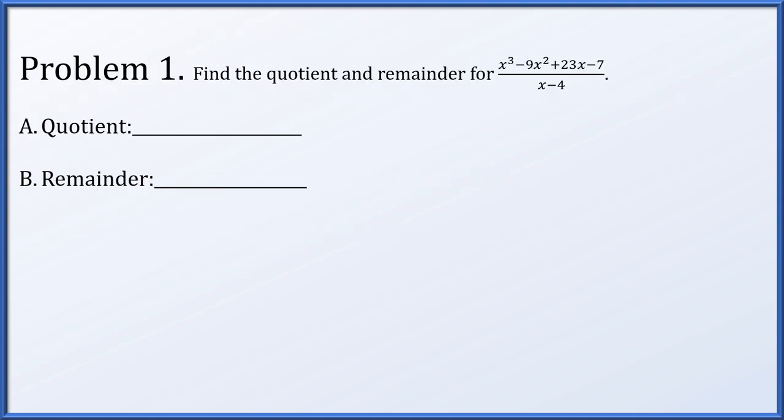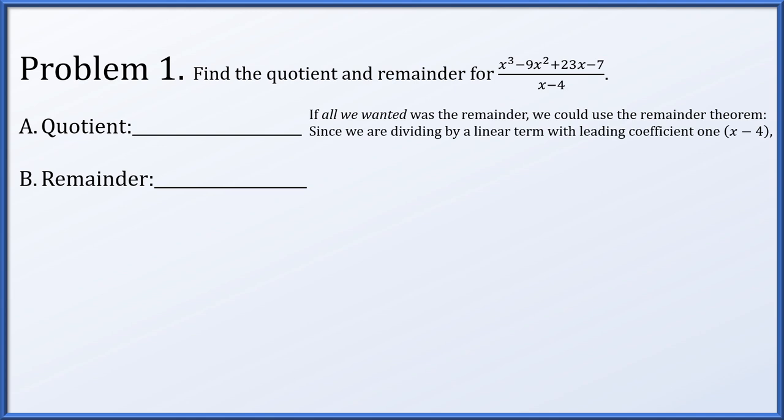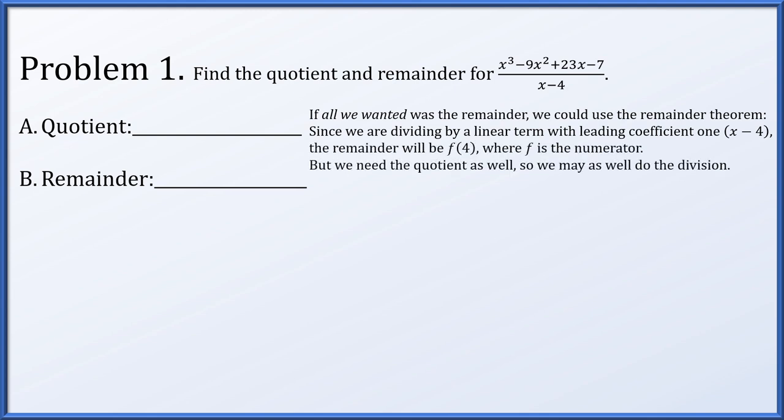Problem 1. We're going to find the quotient and remainder when we do the polynomial division of x cubed minus 9x squared plus 23x minus 7 divided by x minus 4. Now, if all we wanted to find was the remainder, we could use the remainder theorem. Since we're dividing by a linear term with leading coefficient 1, specifically 1x minus 4, the remainder will be exactly f of 4, where f is the numerator. But we need the quotient as well, so we may as well go ahead and do the polynomial division.